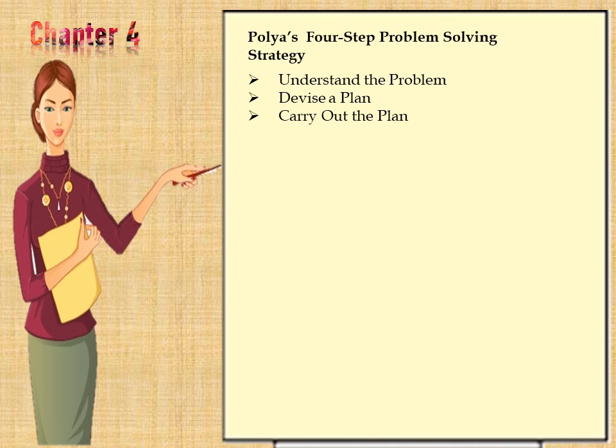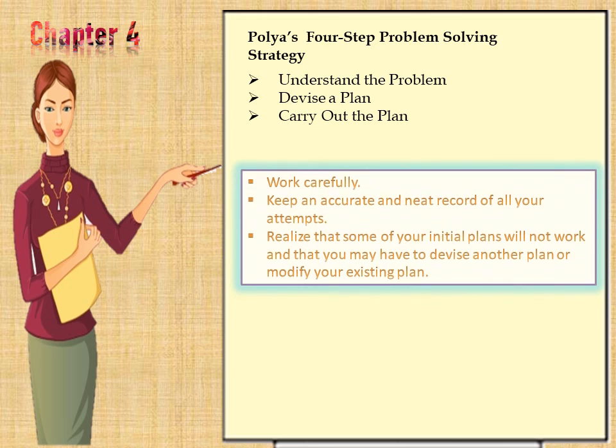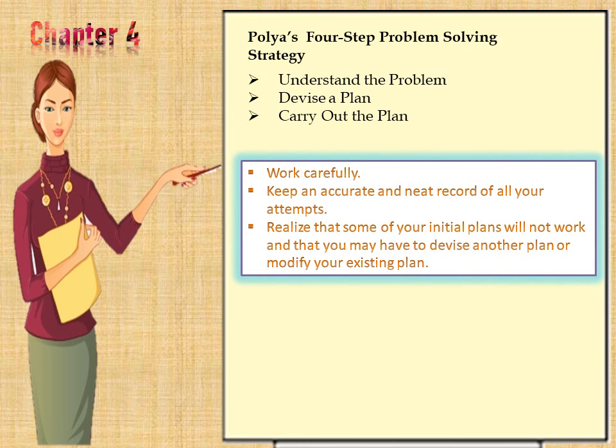So the third step is carrying out the plan. In carrying out the plan, we have to work carefully or keep an accurate and neat record of all your attempts. Realize that some of your initial plans will not work and that you may have to devise another plan or modify your existing plan.